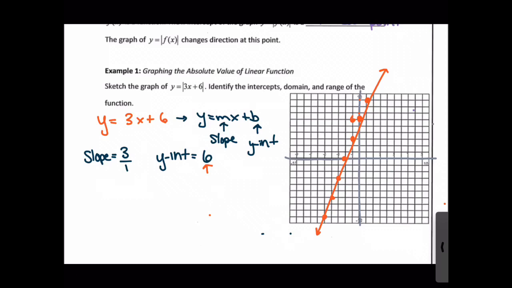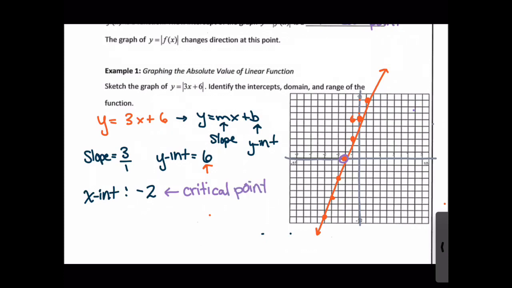From here, I'm going to tell you where our critical point is. So we want to identify our intercepts. So we know our y-intercept I've already identified. The x-intercept, we can now see it right here. What is that point on my x-intercept? -2. And this is identified as our critical point.